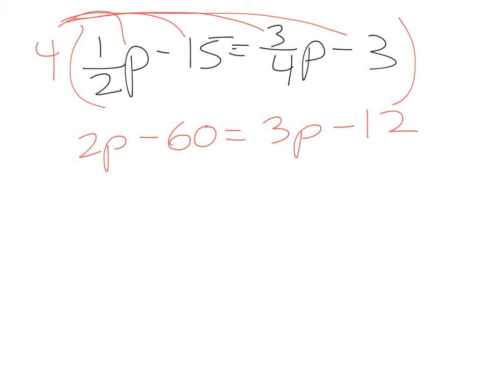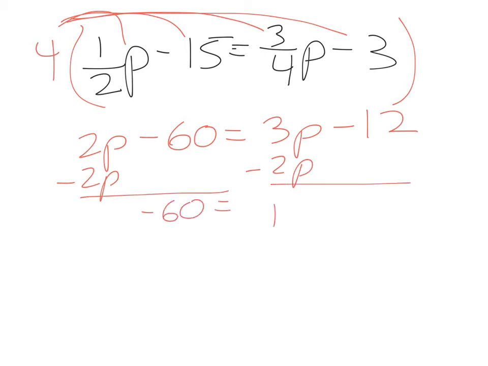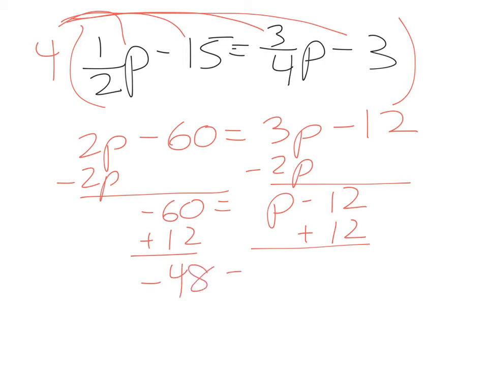At this point, I would subtract a 2p from both sides, which would give me negative 60 equals p minus 12. Adding 12 to both sides gives me negative 48 equals p. And so p equals negative 48.